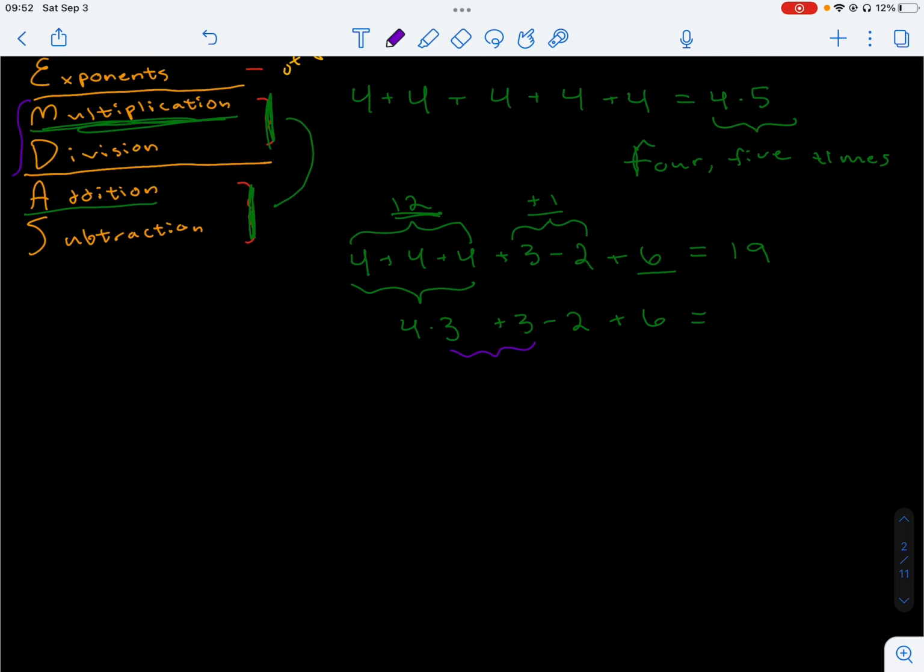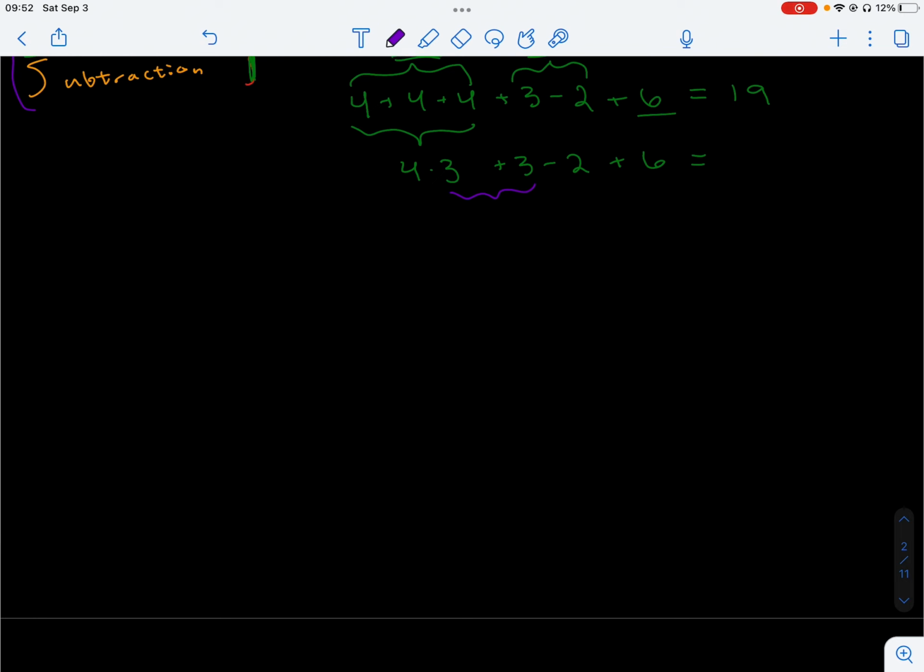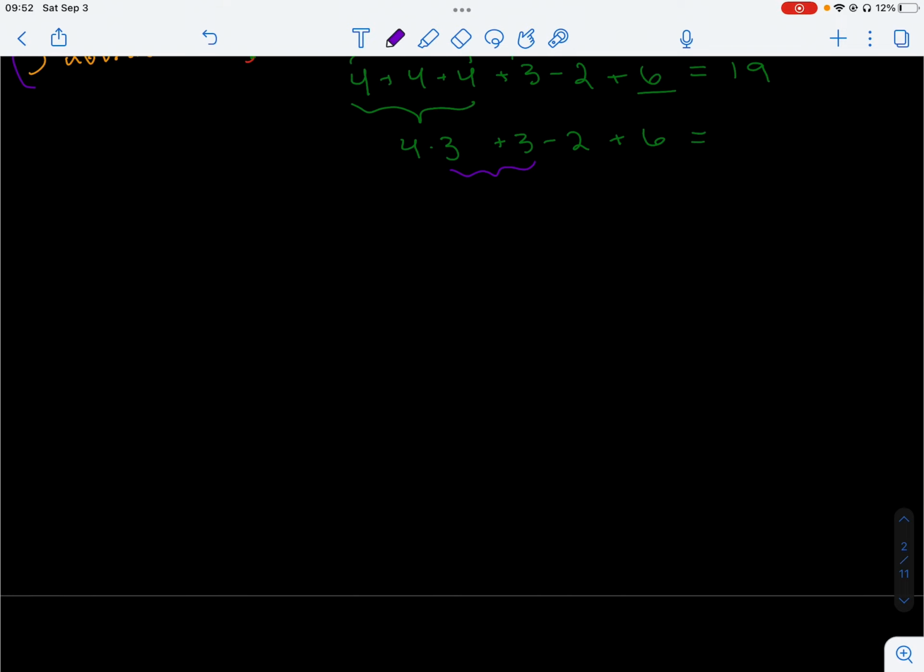Maybe there's 4 things on the same level instead of just 2. I'm going to explore both of those right now. First, let's assume that multiplication is a lower priority than addition and subtraction. Well, then I have, okay, 4 times 3 is going to be last. So I'm going to do the addition first.